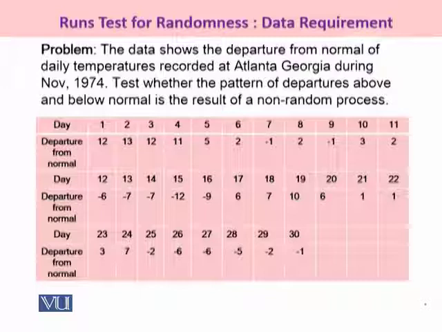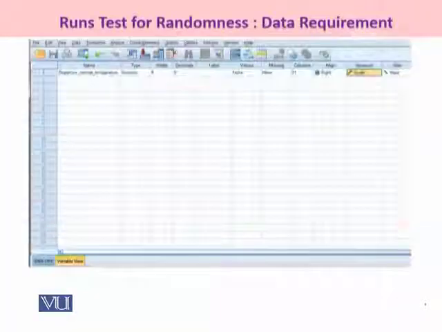So if you just note down, the departure from normal temperature data is being given. There are a total of 30 observations, and as you can observe, some of the deviations are positive, whereas the rest of the observations are negatively deviating from the normal temperature.